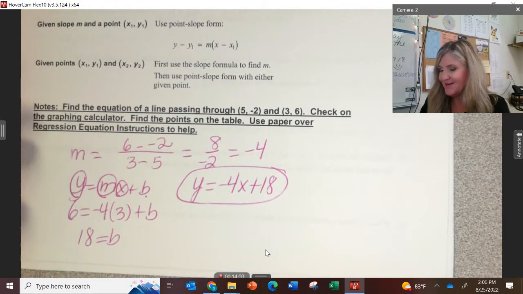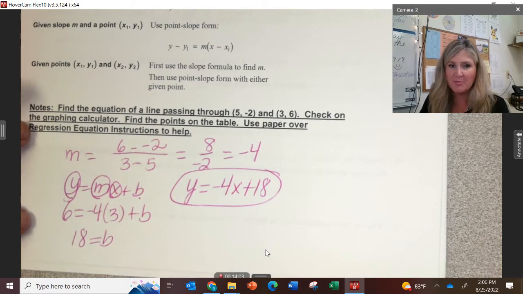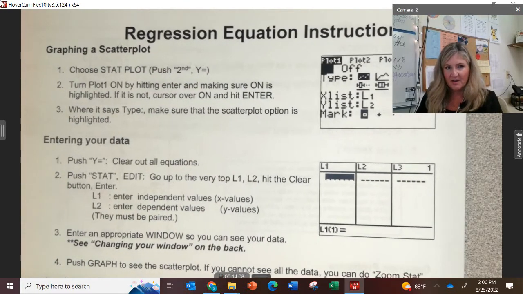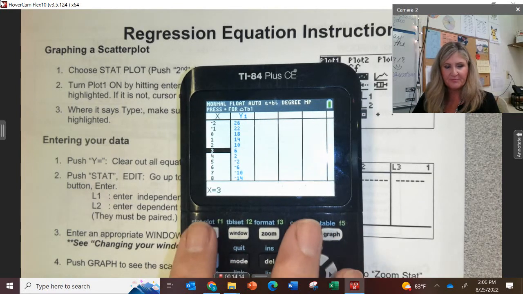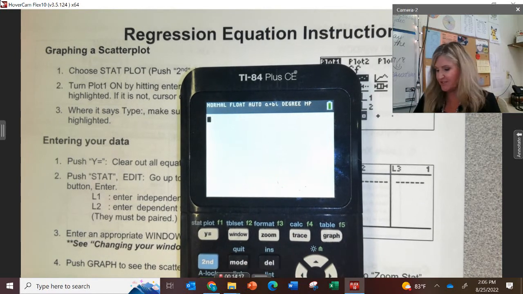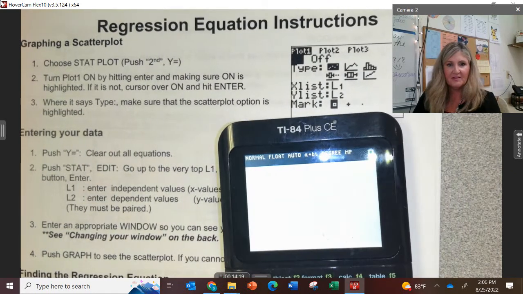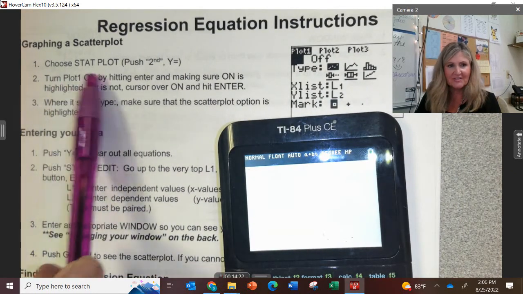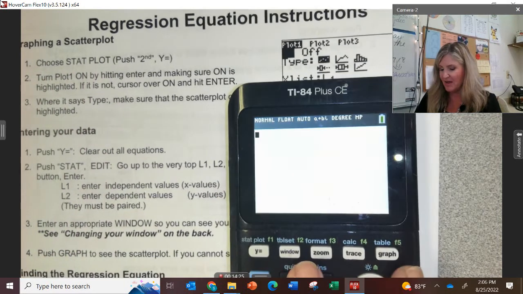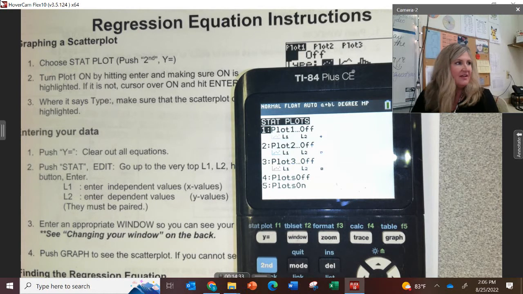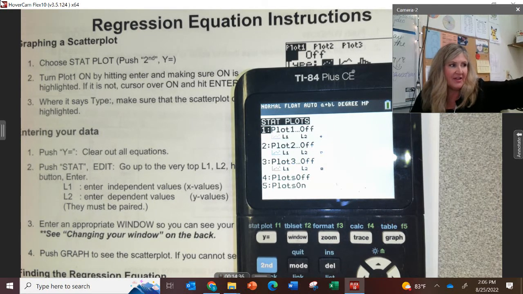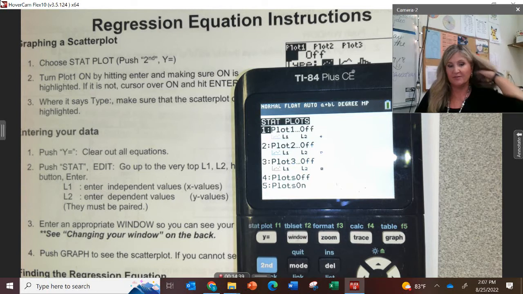Okay? Now I'm going to show you how to have the calculator come up with this for you. Now we're going to this paper. All right. So you are going to go to, and follow these directions. First thing you have to do is you've got to choose stat plot. Stat plot is right here in blue, so we're going to have to push second y equals to get to it. If you don't have a calculator, I see a couple more over there. You need to practice this. It's going to feel really difficult if you don't practice it.